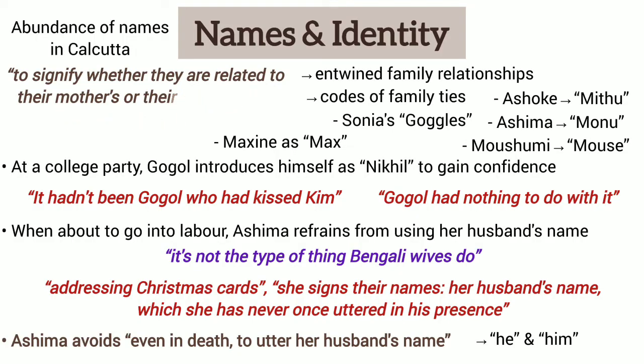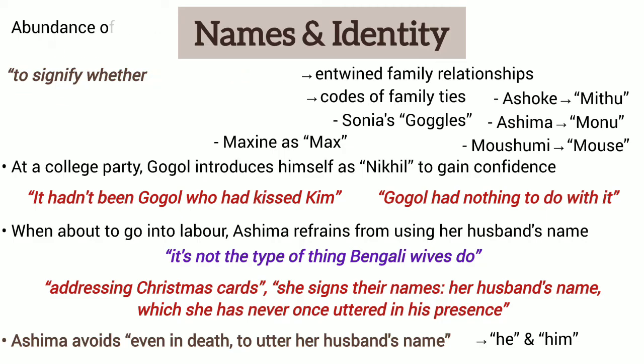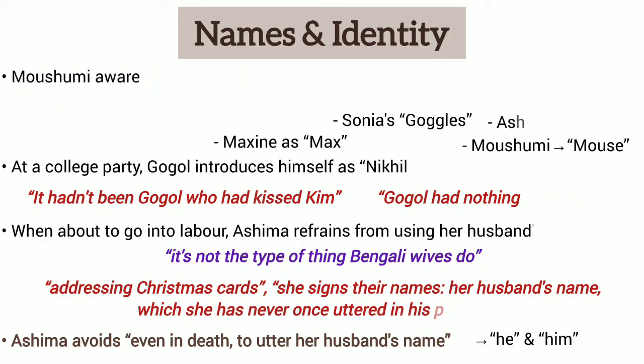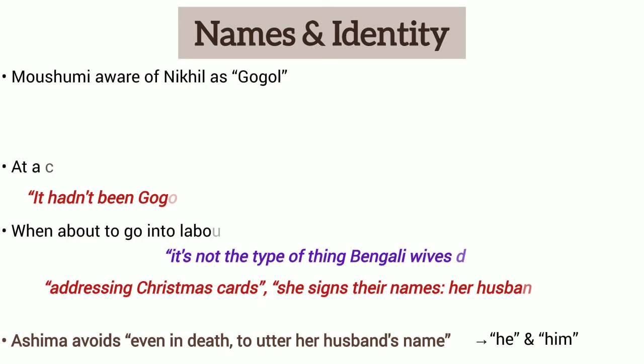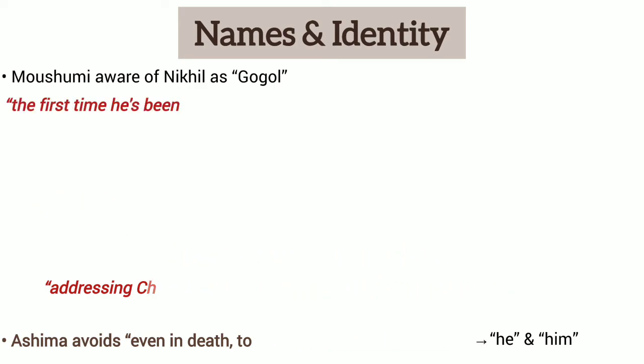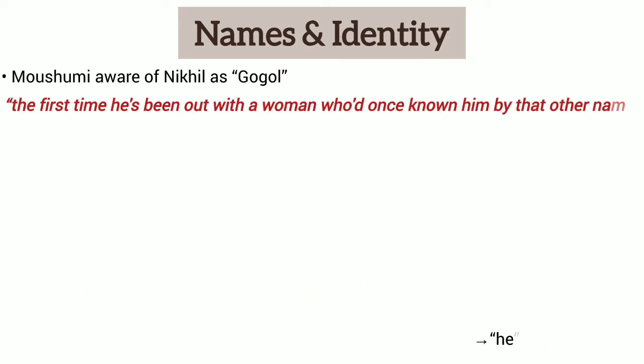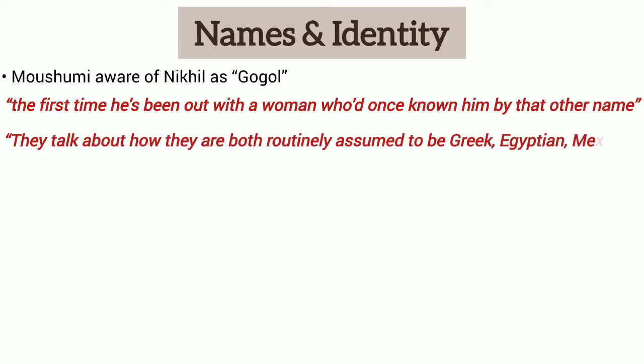Gogol and Moushumi find comfort in the familiarity it fosters between them, as Moushumi was aware of Nikhil as Gogol since childhood, while Nikhil is out for the first time with a woman who'd once known him by that other name. They connect over their Bengali identities and the resulting confusion for Americans, realizing their relationship aligns with their Bengali parents' expectations, an astonishing but reassuring realization.